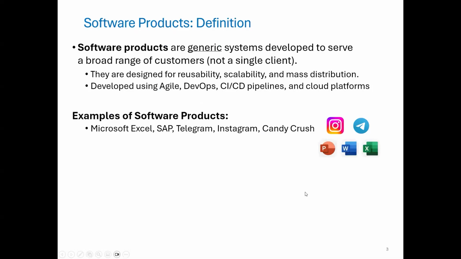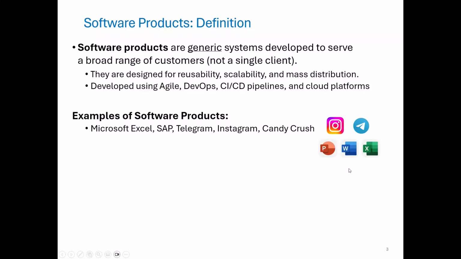We are going to look through the definition of software products, which is a generic system developed for a broad range of customers, not a single client. Compared with traditional software system engineering, which we reviewed before, which is designing for a specific client for their specific requirements, software products are broader applications. So they are designed for reusability, scalability, and mass distribution. And we can use agile, DevOps, CI/CD pipelines, and cloud platforms.